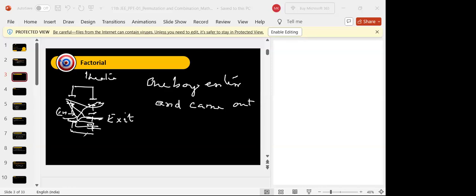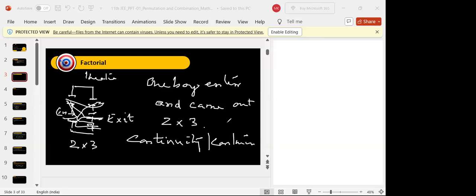That is, you write 2 into 3. That shows a sense of continuity. One boy enters and comes out, so it shows a sense of continuity. When it shows a sense of continuity, we use the multiplication method.